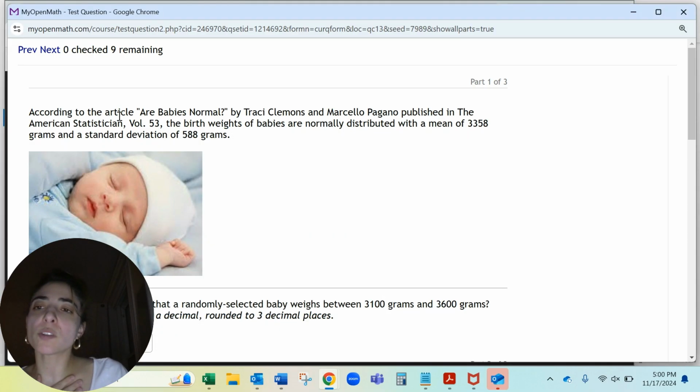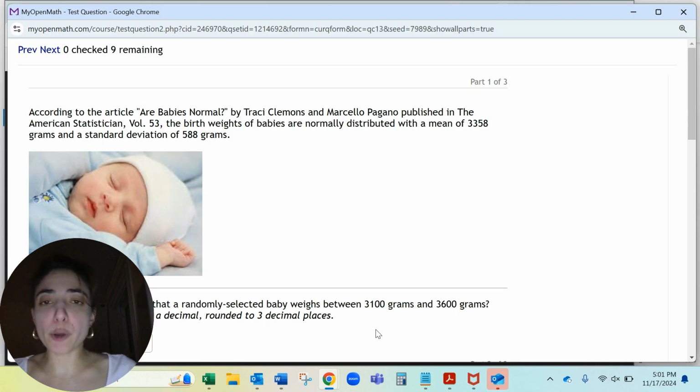According to the article, "Are Babies Normal?" by Tracy Clemens and Marcella Pagano, published in the American Statistician, the birth weights of babies are normally distributed with a mean of 3,358 grams and a standard deviation of 588 grams. What is the probability that a randomly selected baby will weigh between 3,100 grams and 3,600 grams?